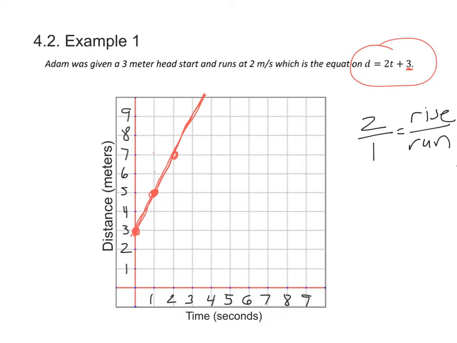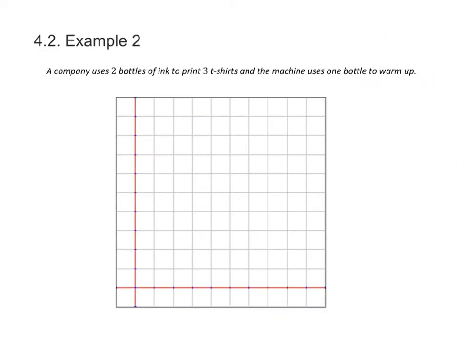Let's go ahead and take a look at example number 2 on the same page. For example number 2, it says that a company uses 2 bottles of ink to print 3 t-shirts and the machine uses 1 bottle to warm up. So we need to figure out where our variables go and what the rate and the initial value are.